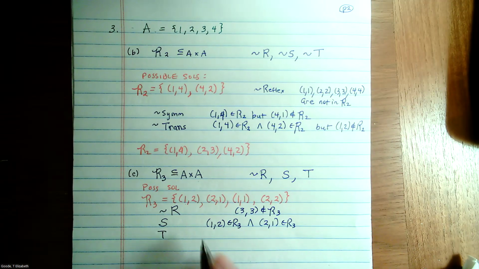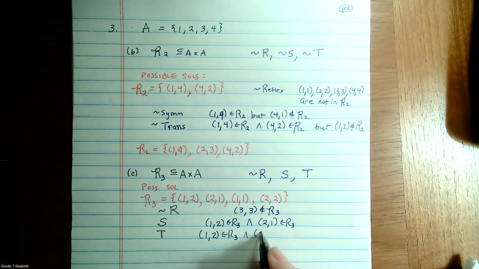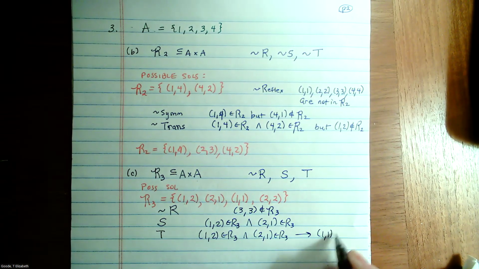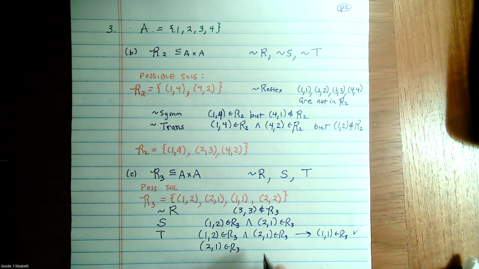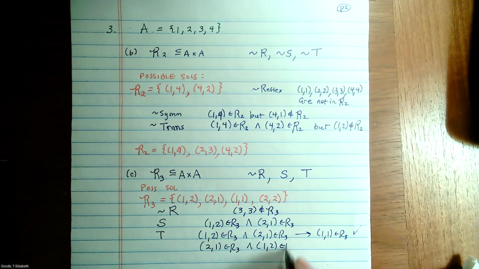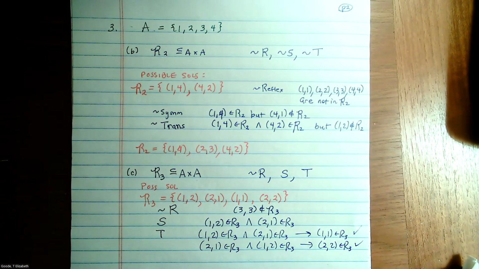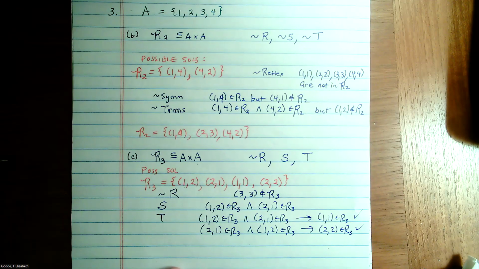Transitivity: (1,2) is in R3 and (2,1) is in R3, and we have (1,1) in R3. And then (2,1) is in R3 and (1,2) is in R3, and we need (2,2) to be in R3, and it is. So this is nice. You don't want to build a bigger relation than you need, because it takes lots and lots of time to verify things if your relation is really big.